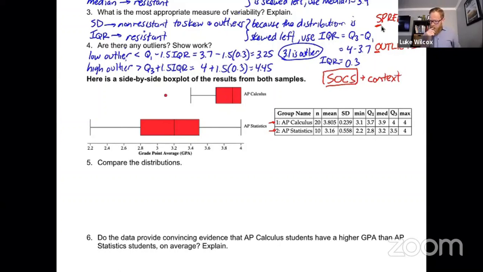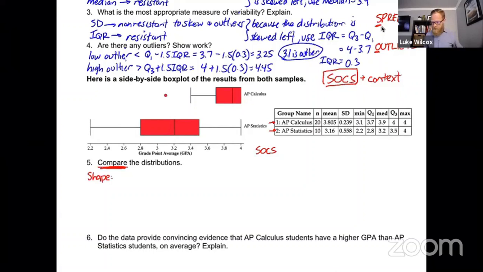Okay, so number 5 says compare the distributions. Very important here. We just talked about describing a distribution. You want to talk about exactly the same things when you are asked to compare distributions. So this whole idea of SOX plus context, that's exactly what we need to address here when we are comparing the 2 distributions. So I'm going to make it very, very clear in my answer here that I'm addressing all 4 of them. And we're going to start with the shape.